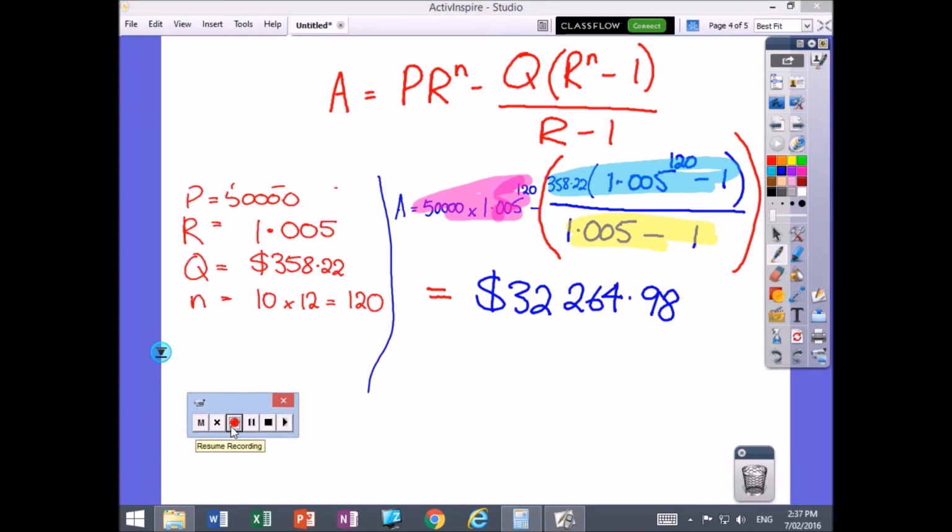Okay, now a variation of this formula is working out how much payments actually have to be. So you might say, look, I want to pay off my house in 10 years. I want to borrow $400,000. How much are my payments going to be?